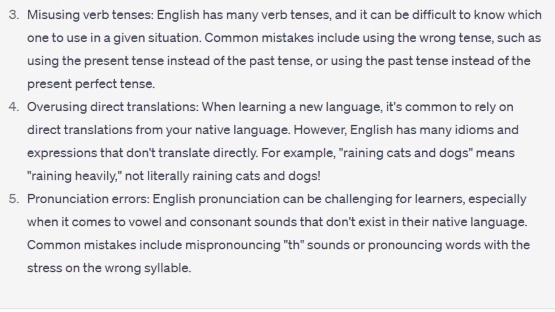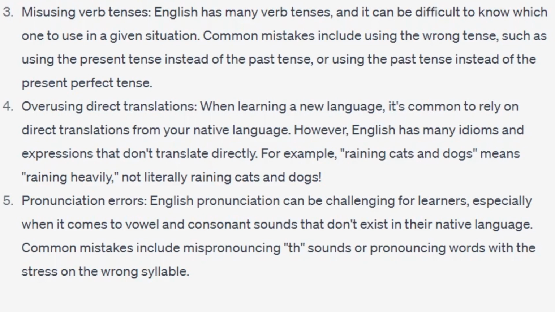Overusing direct translations. When learning a new language, it's common to rely on direct translations from your native language. However, English has many idioms and expressions that don't translate directly. For example, raining cats and dogs means raining heavily, not that it's raining cats and dogs.